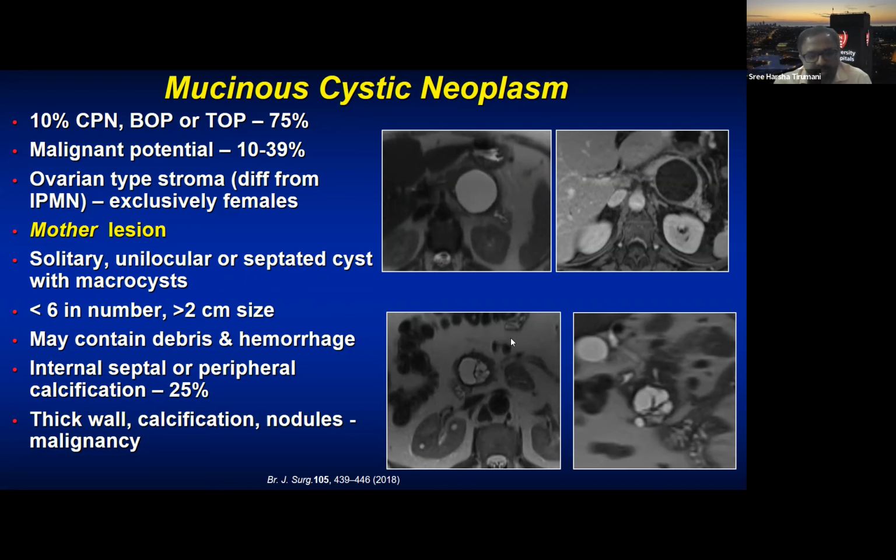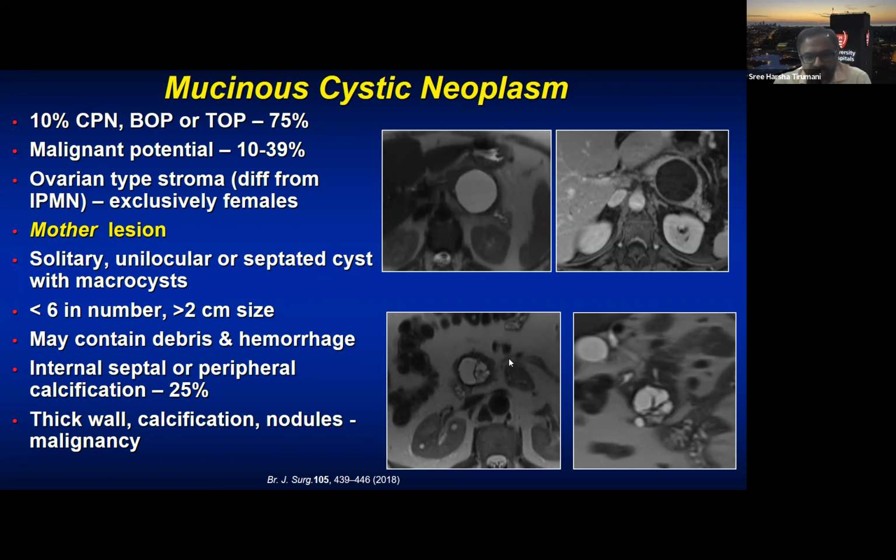So from a morphology point of view, these are usually unilocular, or if they are multilocular, they usually have macrocysts. The individual cysts are not small like we saw in serous cystoma. The individual locules are pretty large, and they actually have a number for that. Usually the number of locules is less than 6, and the individual locules are usually more than 2 centimeters in size. So these are usually macrocystic if they are multilocular, or they can be unilocular.